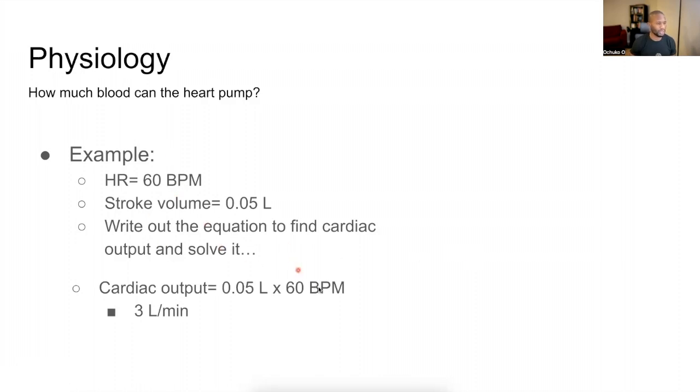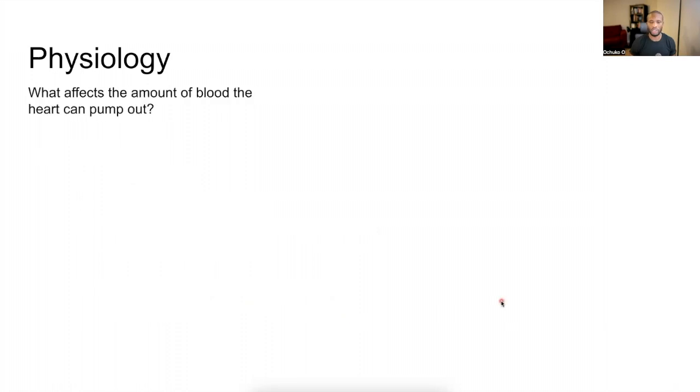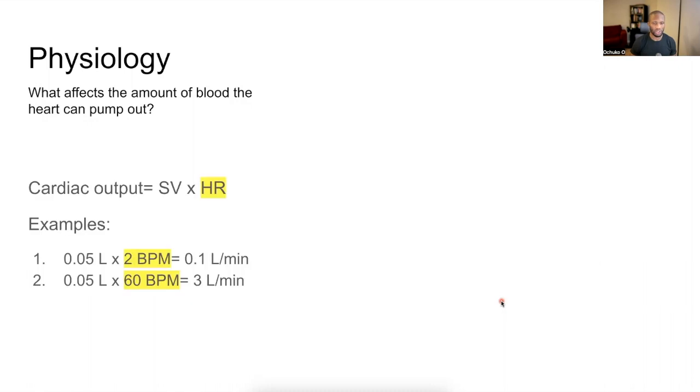So we know the heart rate is 60 beats per minute, and we know the stroke volume, which is 0.05 liters. In both examples, if we look at how the changes occurred, we see that the heart rate changed. From one scenario where we had 2 beats per minute to the other where we had 60 beats per minute, the cardiac output changed even though the stroke volume stayed the same. So what does that tell us? That if our heart's beating faster, we can have more cardiac output.